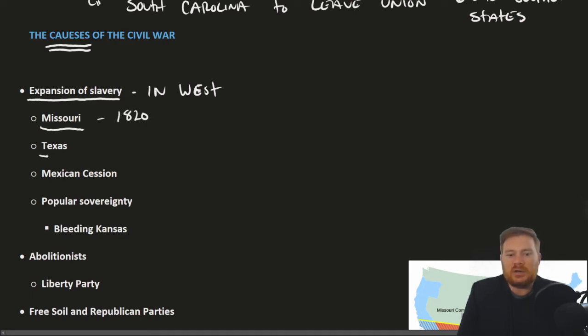Then there was the debate over the annexation of Texas. Adding Texas to the Union would make it the largest slave state. Northerners objected to it. Southerners supported it. Finally, in 1845, it became part of the United States.